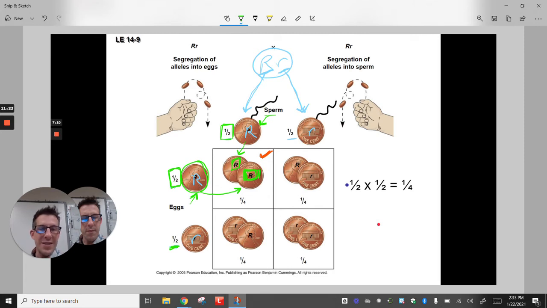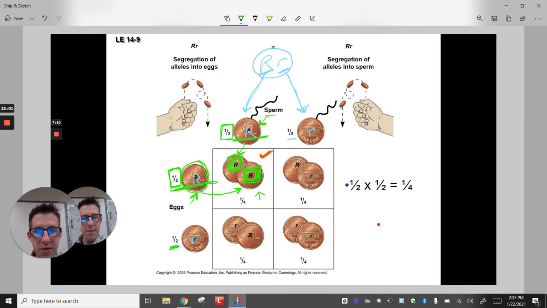Now, when we take this into account, we now have to figure out the overall probability that this event is going to occur. We want this big R right here to be with this big R at the same time. So the way we can say it is we want this and this to happen in the same baby. Okay? And so to figure this out, we have to multiply the individual probabilities that this might occur.